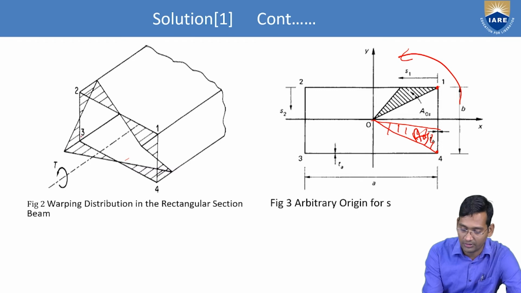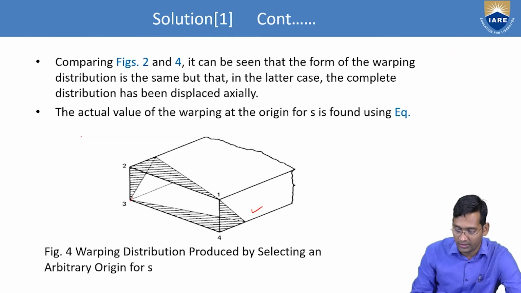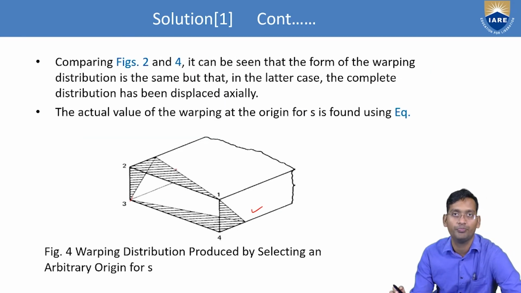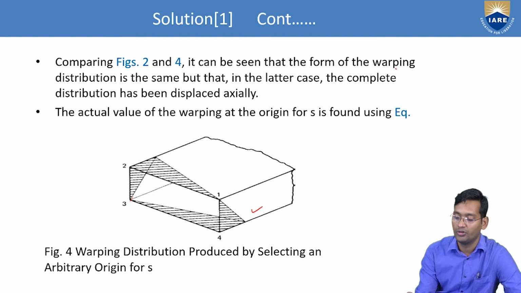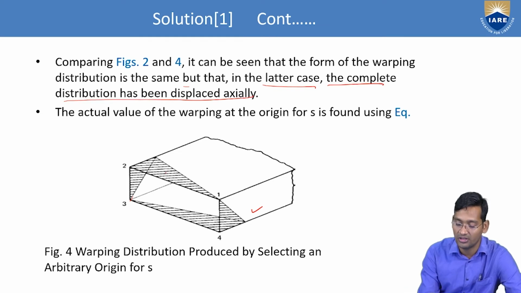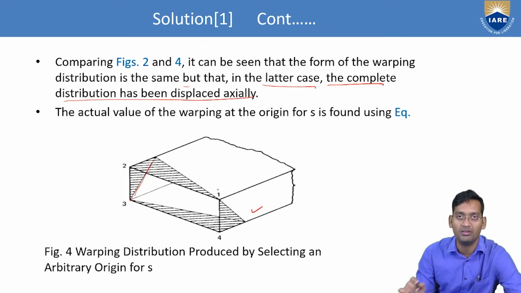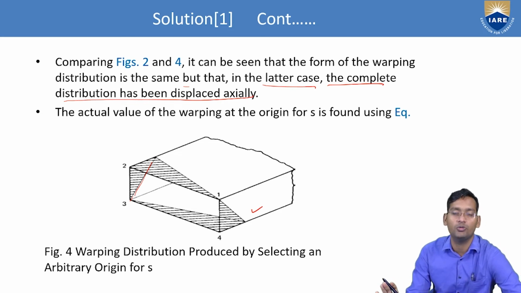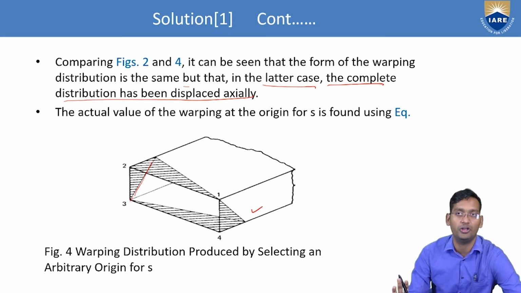So this is just like before, but now what is the difference? The difference is that all are inside only. The warping distribution is the same, but in this case the complete distribution has been displaced axially. So this is along the inside, meaning it is displaced axially only. But in the previous case, that is in figure 2, that is not.